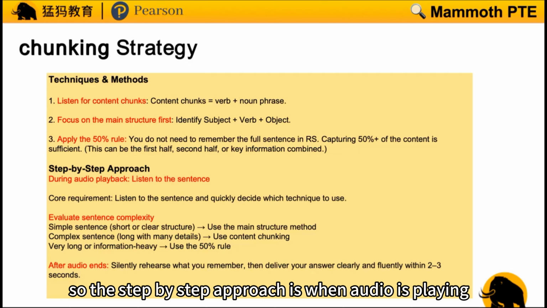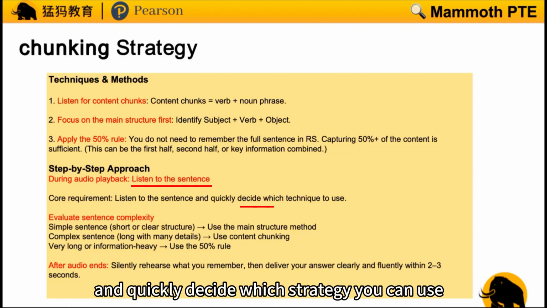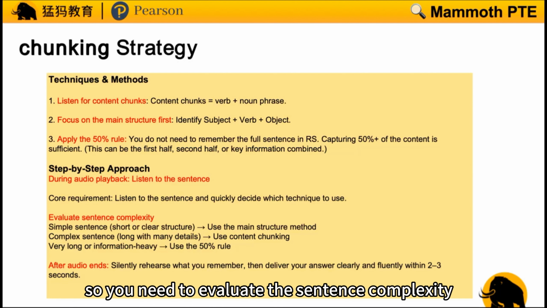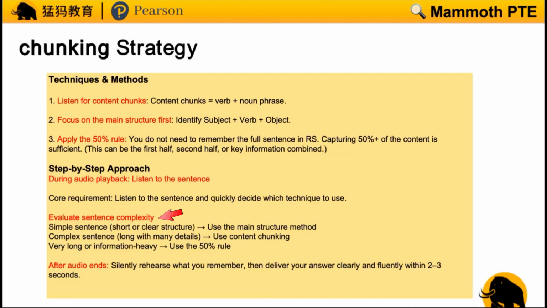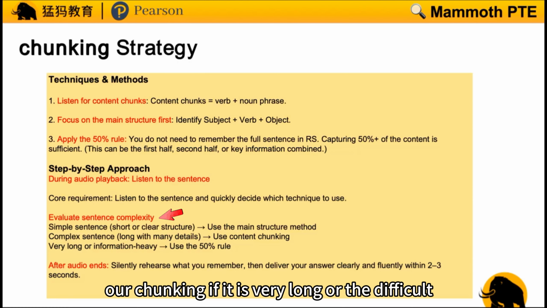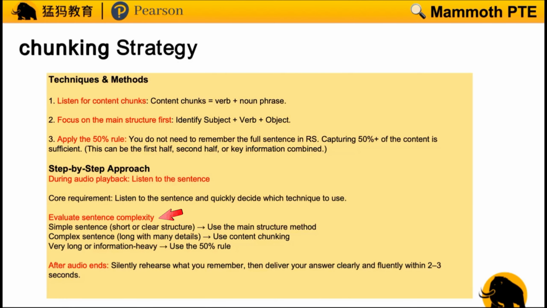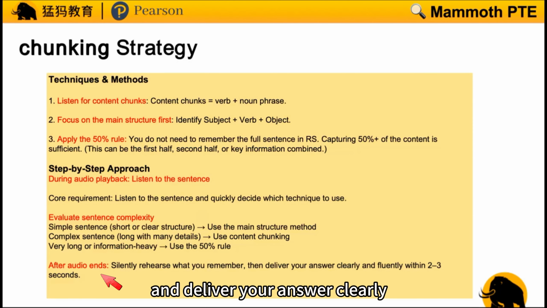So the step-by-step approach is: when the audio is playing, your core task is to listen carefully and quickly decide which strategy you can use. So you need to evaluate the sentence complexity in real time. If the sentence is short and clear, use the main structure. If it is longer and contains more details, use our chunking. If it is very long or difficult, we need to switch to the 50% rule. After the audio ends, quickly rehearse what you remember and deliver your answer clearly within 2 to 3 seconds.